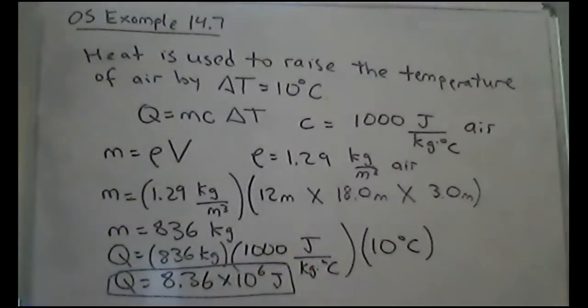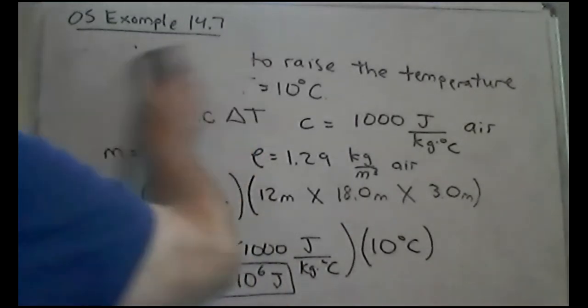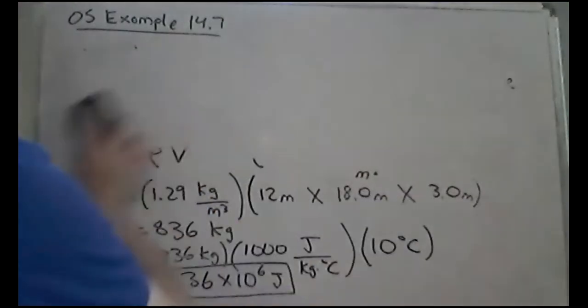All right, so the heat necessary to raise the temperature of the replacement air in your house by 10 degrees is going to require 8.36 times 10 to the 6 joules worth of heat. We want to perform this heat transfer every 30 minutes because we predict that in this particular house, the air will be entirely replaced every 30 minutes. So we have to do this heat transfer in 30 minutes. That'll give us the answer to the problem.